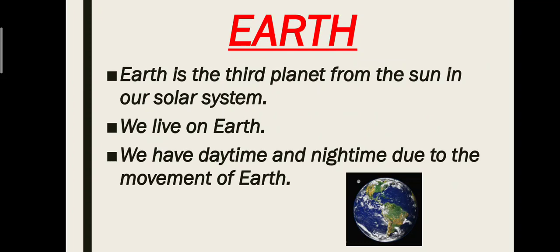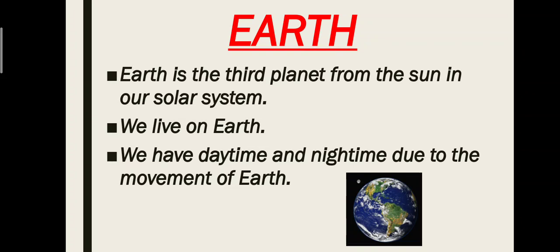The definition of earth. Always remember that there are overall 9 planets in our solar system. In those 9 planets, earth is the third planet from the sun in our solar system, and we human beings live on the earth. For example, I live on the earth, you live on the earth, and all the other human beings, plants and animals, they all live on the earth. We have daytime and nighttime due to the movement of earth.